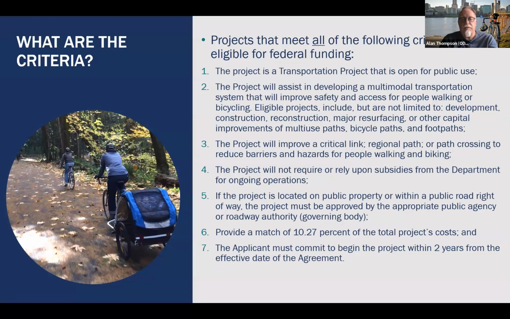That's all. Let's look at the application. Match of 10.27 for federal, and total project cost. So the total project cost is the grant plus the match. And that is the total project cost. It's a weird way of figuring it out. A lot of people mistake that and don't get that right. The applicant must commit to begin the project within 2 years from the effective date of the agreement.